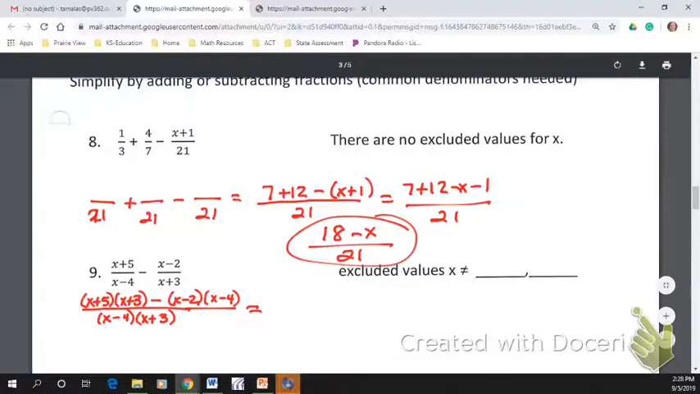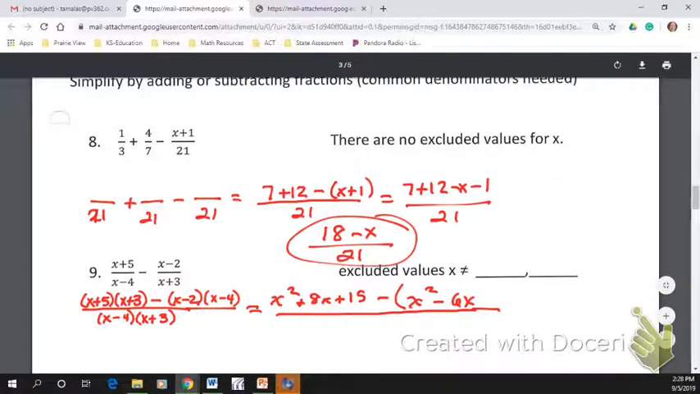Okay, so if I start multiplying this out, x squared, 3x, 5x, and 15. There's 4 terms. It's like doing it in a box. You can use a box, double distribute, or FOIL, whatever makes sense to you. So I have an x squared. I'll have a 5x and a 3x, which will give me an 8x, and then a 15. Minus, and I'm going to put a parentheses because I want to make sure I change the signs on everything. So now I do x times x, x squared. Minus 4 and minus 2 will give me minus 6.